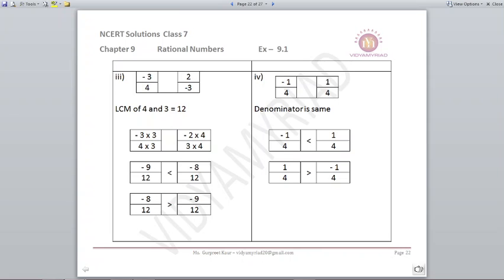Next part. Minus 1 upon 4 and 1 upon 4. Which is bigger? One is minus 1, one is plus 1. Plus 1 is always bigger.